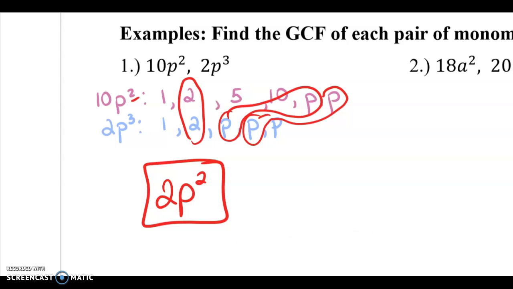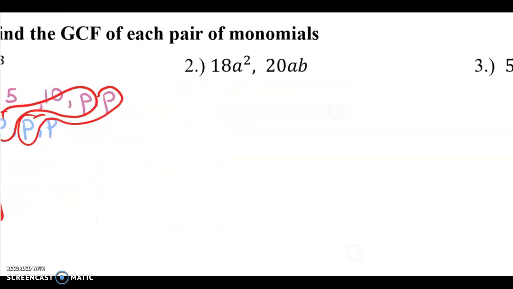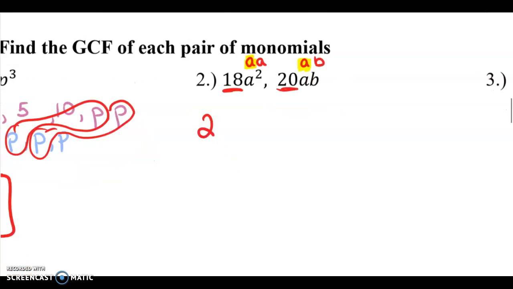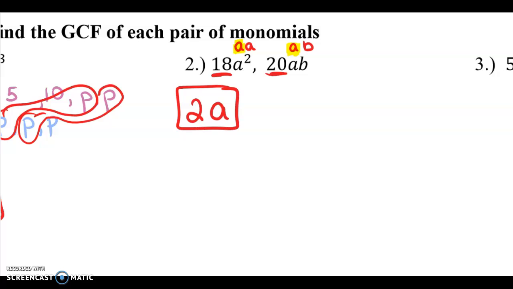Coming over to our next example, 18 and 20. The greatest number that goes into both 18 and 20 is going to be 2, right? Because 20 is 2 and 10 and 4 and 5, and 4 and 5 don't go into 18. So 2 is the greatest number that goes into both of these. And then you have 2 a's here, and you have an a and a b here. So the most they have in common is an a. They do not have a b in common. So your answer is going to be 2a for your GCF.